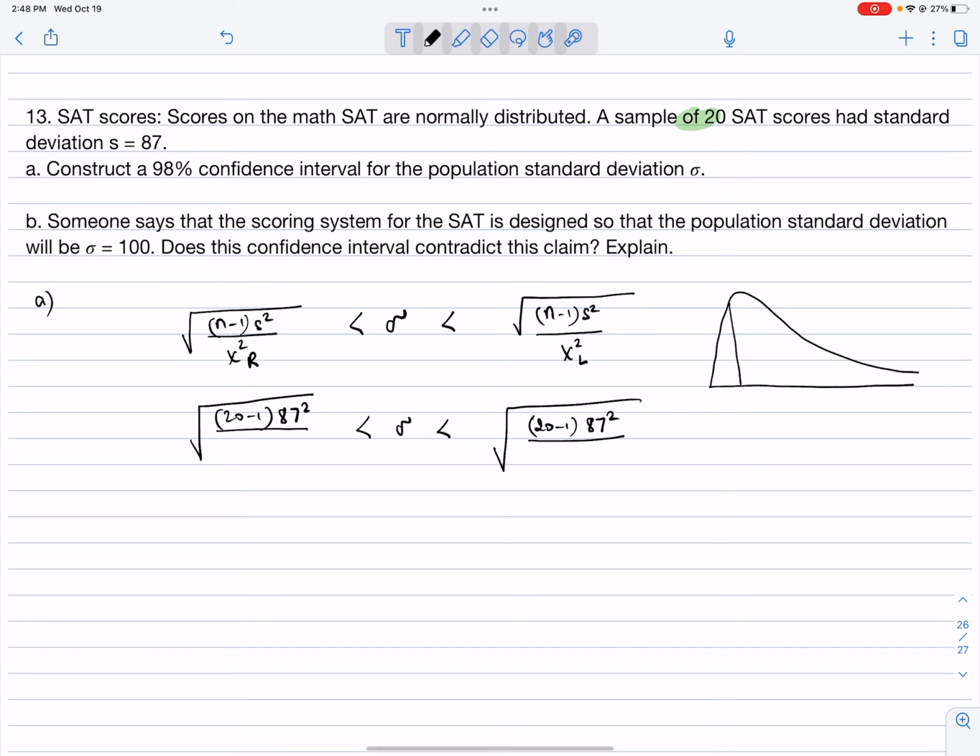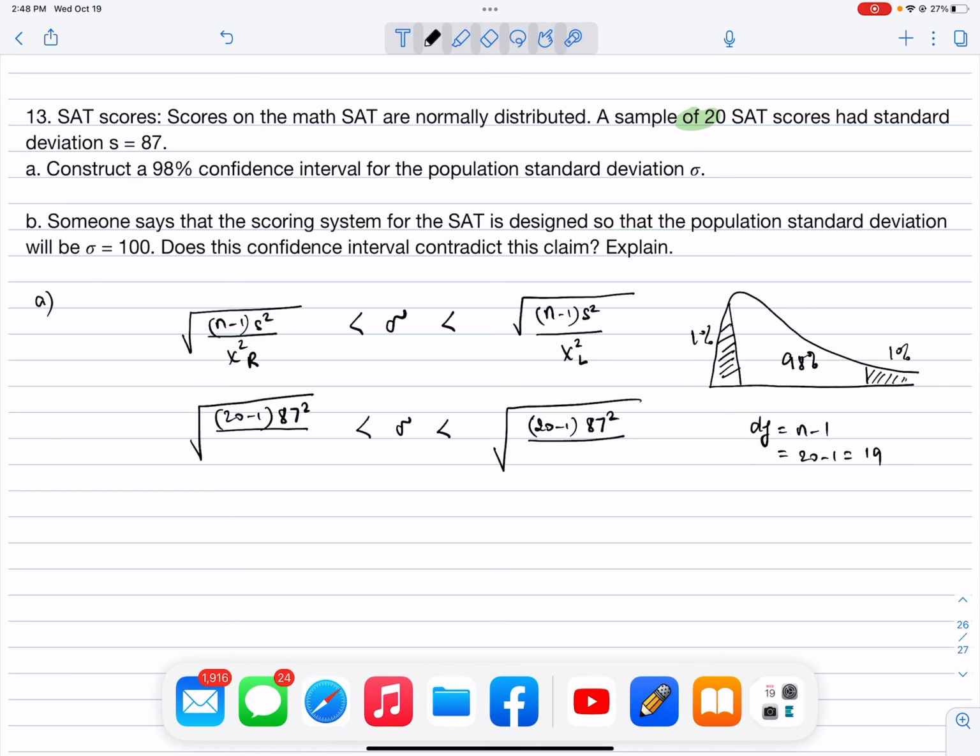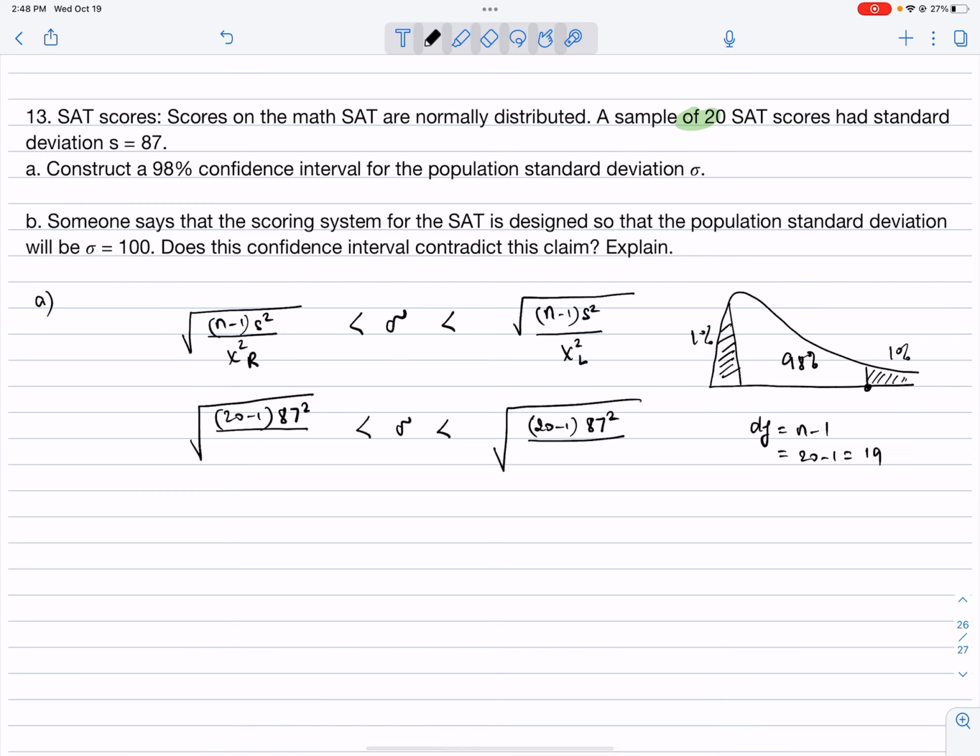We draw the confidence level in the middle. As always, the chi square is not symmetric. So for this part it is 1% and 1%. We will use the degrees of freedom n minus 1, which is 19 because 20 minus 1 is 19. So the point right here is a critical value, and that will be chi square right because it's on the right side, and chi square left right here.